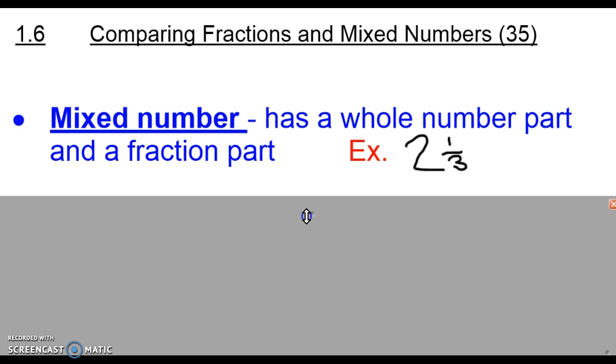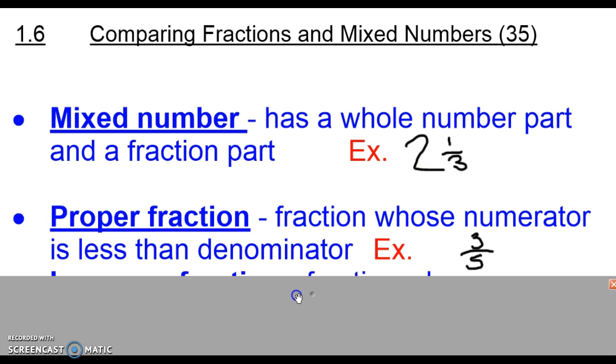The first way, or the first form of a fraction, is called a mixed number. A mixed number has a whole number part and a fraction part. So in this problem right here, 2 would be your whole number part, and 1/3 would be your fraction part.